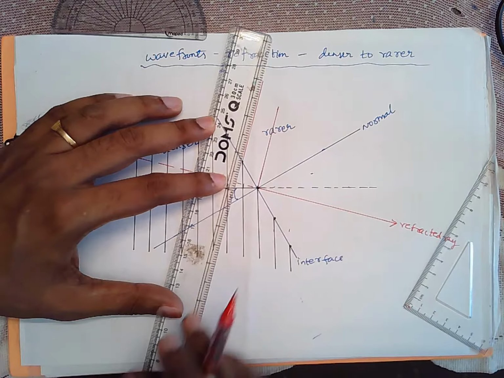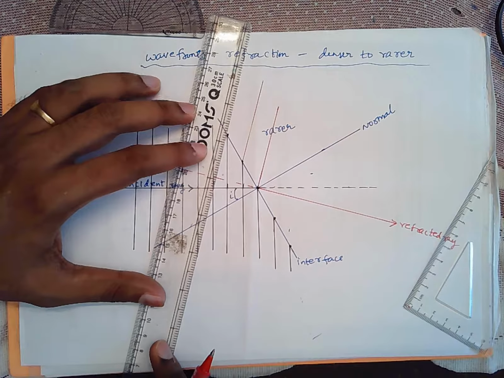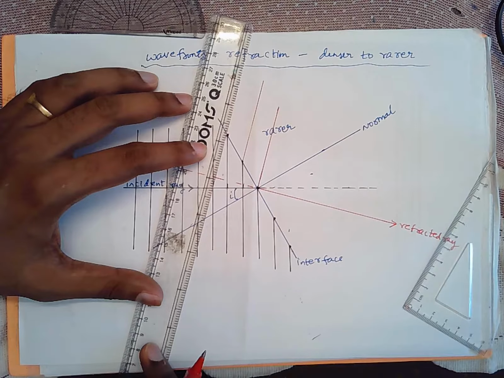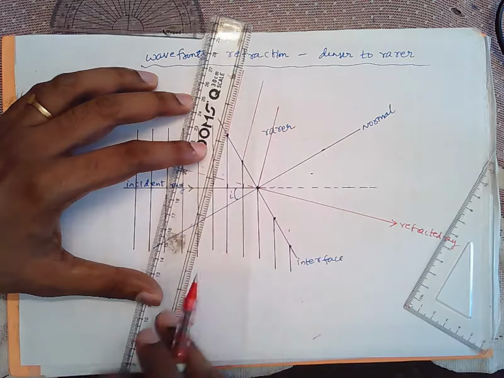Wavelength will be same? Wavelength has become bigger now. Yeah, it'll change. Because in a rarer medium it will travel faster, so it will cover more distance at the same time. So wavelength becomes bigger.